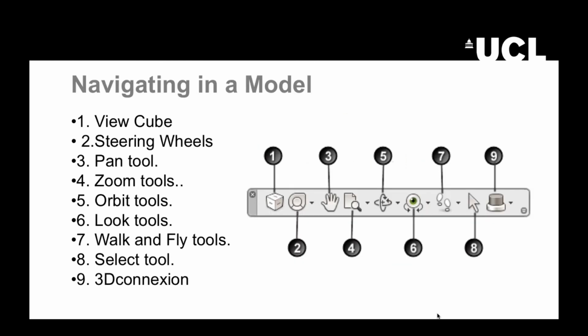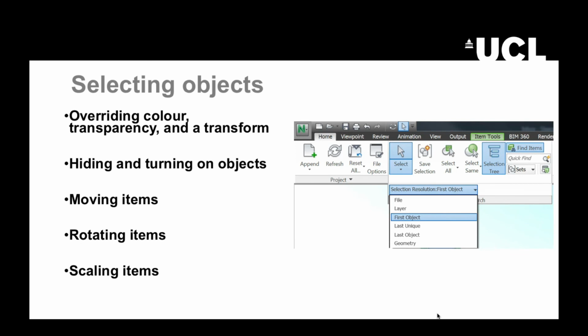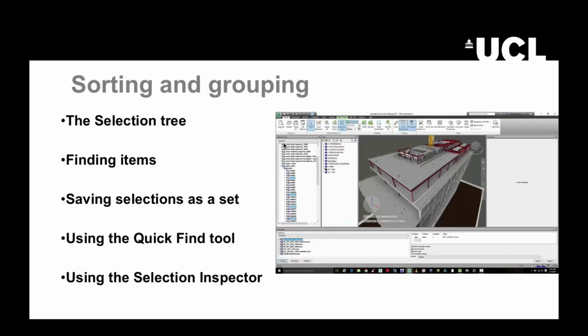It's important that you familiarize yourself with the navigating tools and understand how to use the view cube, steering wheels, pan tools, zoom tools, orbit, walk and fly tools, select tool, and 3D connection. And even more importantly, that you understand how to select the objects, overriding color, transparency, and transform, hiding and turning on objects, moving the items, rotating the items, or scaling different items.